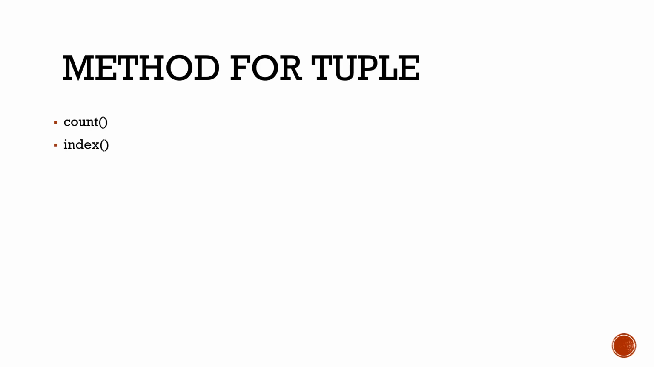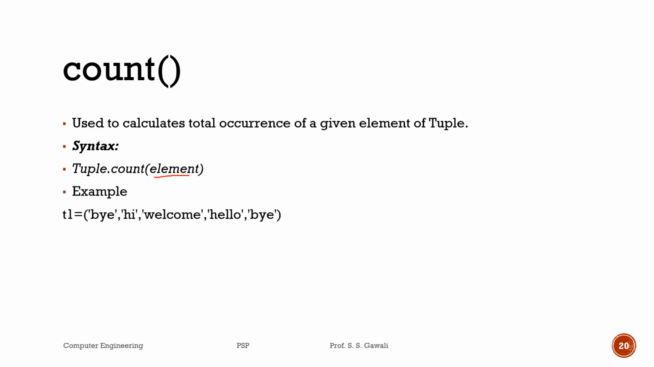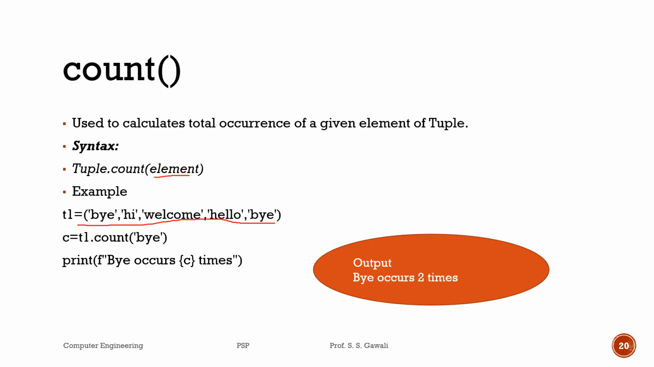Methods for tuple. Only two methods are there for tuple, count and index. So the count method is going to return the total occurrences of an element in a tuple. So tuple dot count element. Tuple is nothing but the object of tuple, that is, the variable of the tuple. Then count, and within parentheses we have to pass only a single value, that is, the element. Example, t1 is equal to bye, hi, welcome, hello, bye. So c is equal to t1 dot count bye. It's going to count how many times bye is present in my tuple. So bye occurs c times, it means bye occurs 2 times.